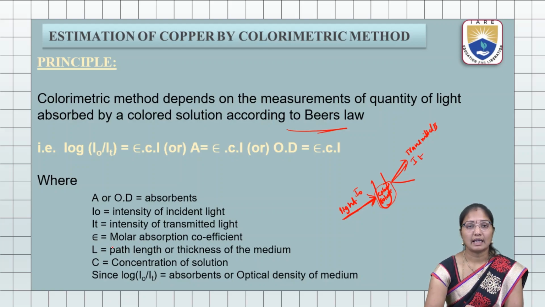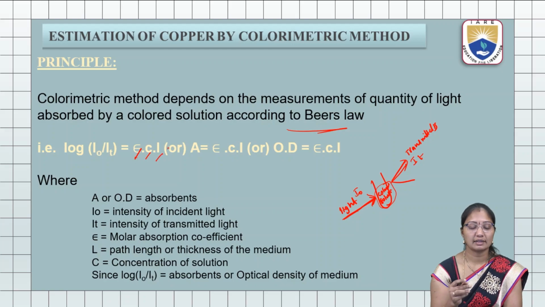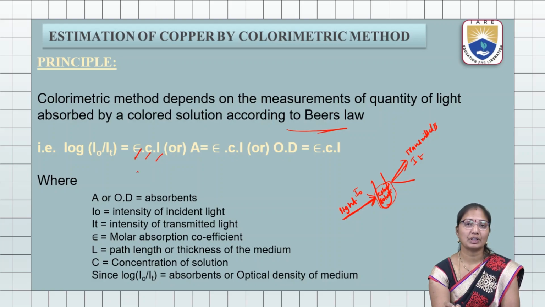Here, epsilon is the molar absorption coefficient, C is the concentration of the solution, and L is the path length or thickness of the medium. We can calculate using this formula. According to the Beer-Lambert law, A, the absorbance, is equal to epsilon into concentration of the solution into path length or thickness of the medium. And optical density, OD, is equal to epsilon into concentration of the solution into path length or thickness of the medium.